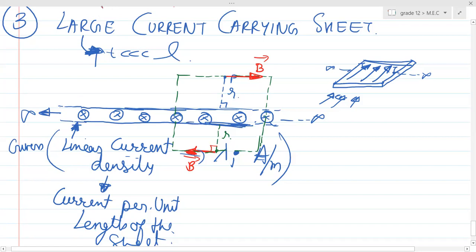So can anyone tell me what will be the direction of the dl vector in this loop? Will the dl vector be like this throughout this length from here to here? Sir, why are you choosing the dl vector in the clockwise direction? Why did I choose the clockwise direction? So that the current enclosed becomes positive. Is this clear? So this is the direction of the dl vector.